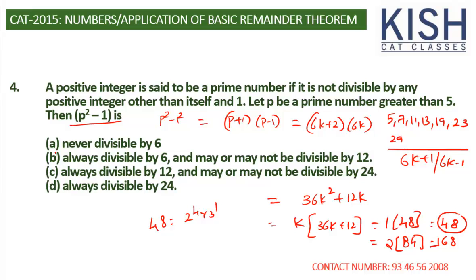Answer option C says that always divisible by 12 and may or may not divisible by 24. That is also untrue because 2 cube into 3 is 24. Now answer option D says that always divisible by 24. That is correct. Well, we know that it's divisible by 6. We know that it's divisible by 12. We know that it's divisible by 24 and 48 also.